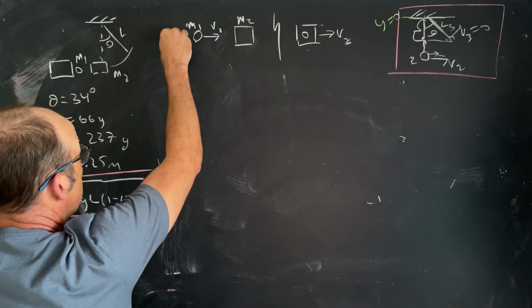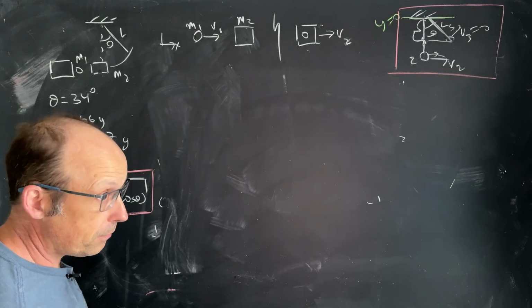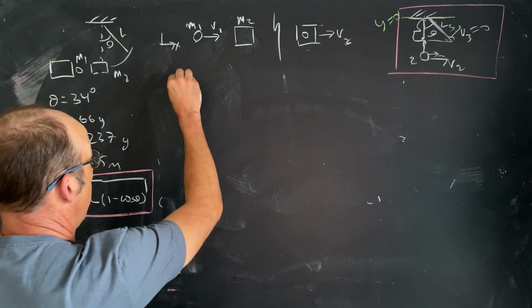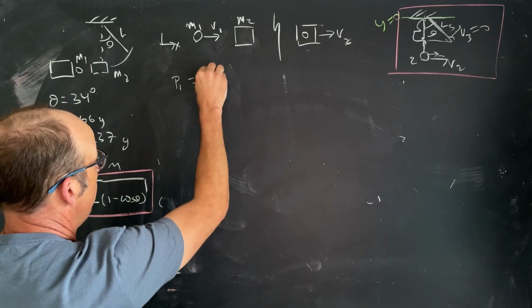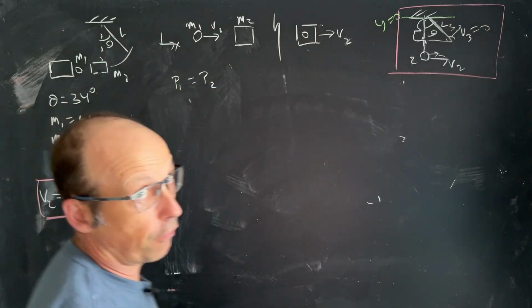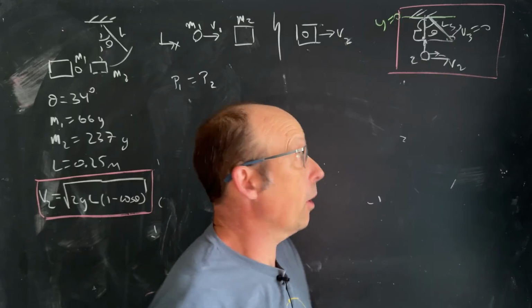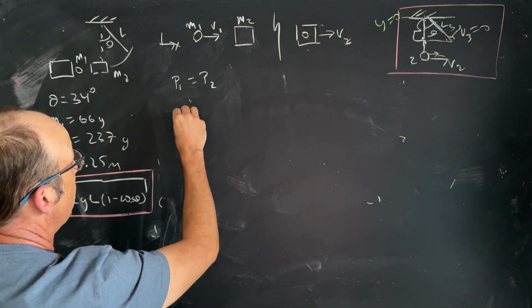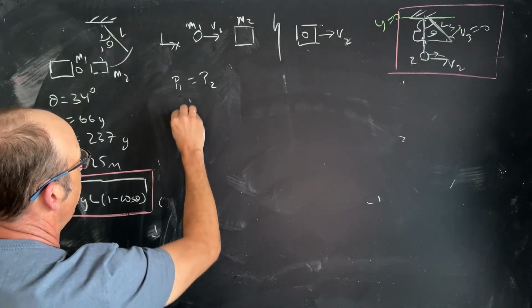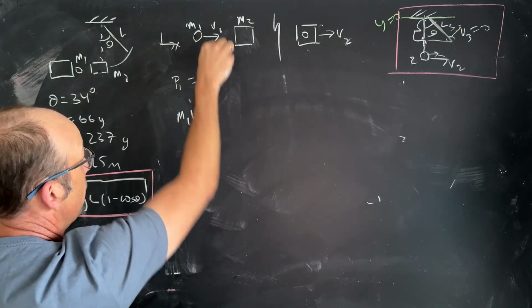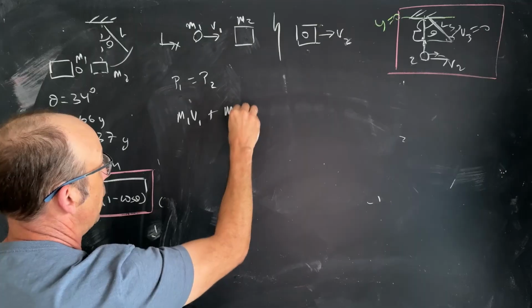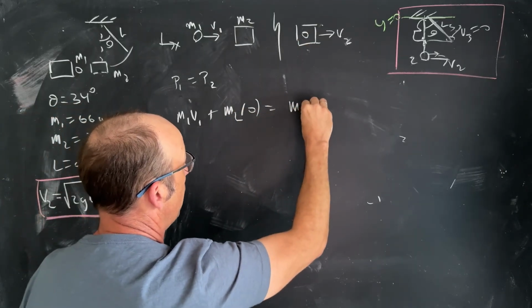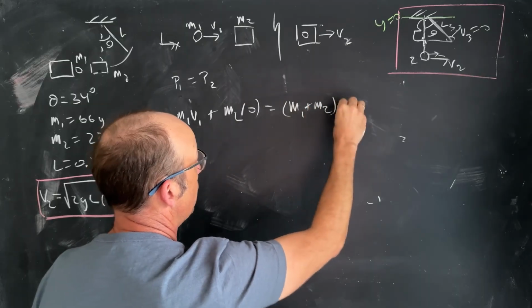So let's call this the x direction. Now you can see that we only have motion in the x direction, so it makes it a little bit easier. So I can say P1 equals P2. These are both in the x direction, so I'm going to write them as scalars because we don't have to worry about components. Beforehand, we have M1 V1 plus M2 times 0 because it was at rest. And then afterwards, we have M1 plus M2 times V2.